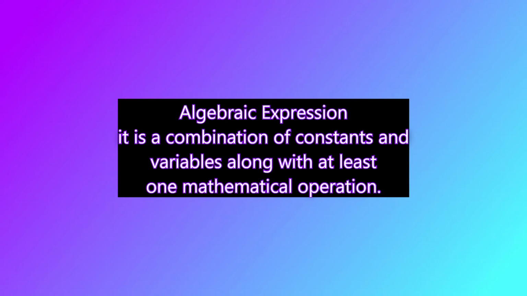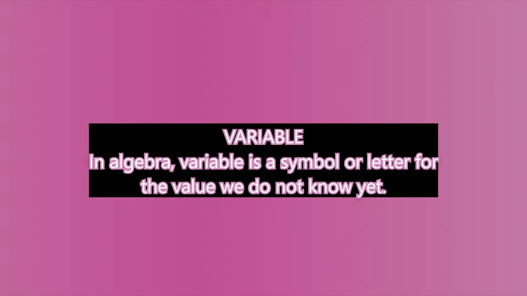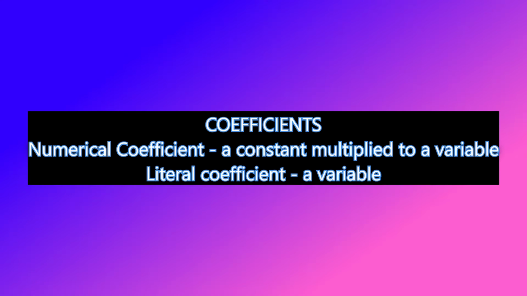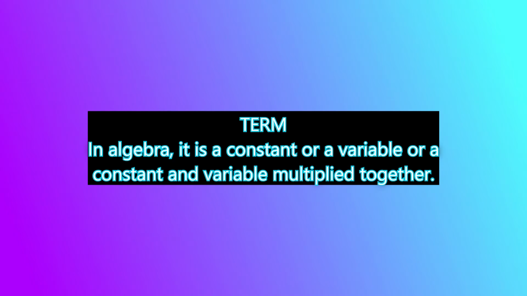Algebraic expression. It is a combination of constants and variables along with at least one mathematical operation. Constant. In algebra, a constant is a number on its own that stands to have a fixed value. Variable. In algebra, a variable is a symbol or letter for the value we do not know yet. Coefficients. Numerical coefficient: a constant multiplied to a variable. Literal coefficient: a variable. Term. In algebra, it is a constant or a variable, or a constant and variable multiplied together.